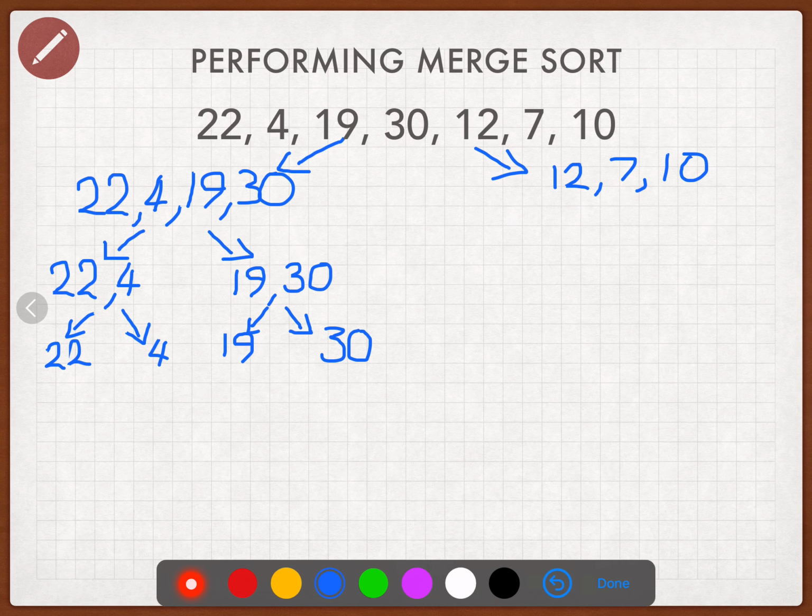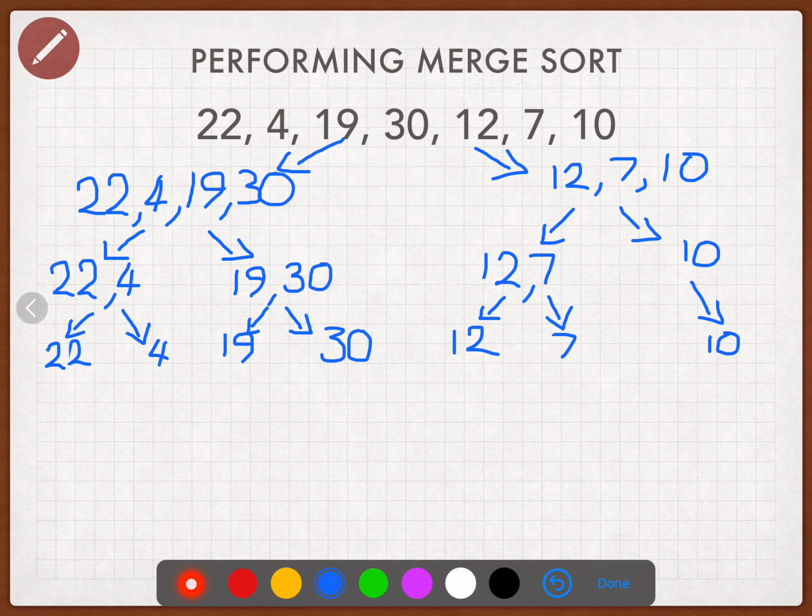That's the left hand side done. On the right hand side, I will put the 12 and the 7 together and the 10 on its own. Now that the splitting is done, I'm going to remerge the elements into order.